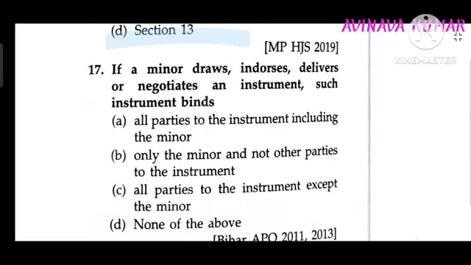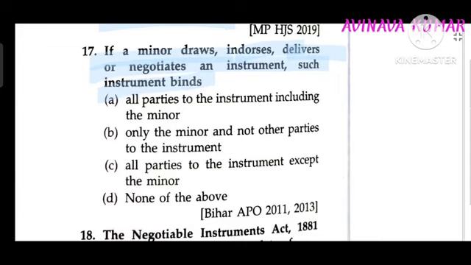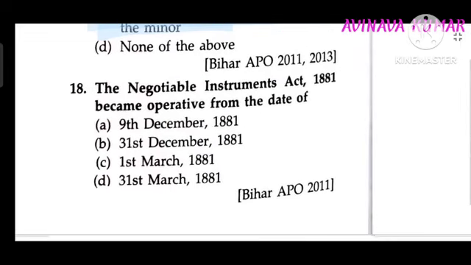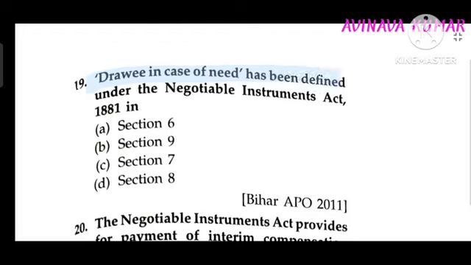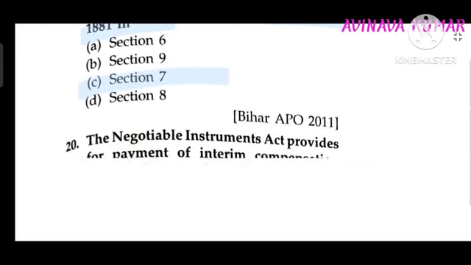This section of NIA define negotiable instrument: 13. If minor draws, endorse, deliver or negotiate an instrument, such instrument binds all party to the instrument except the minor. The NIA became operative from the date 9th December 1881. Drawee in case of need has been defined under NIA under section 7.